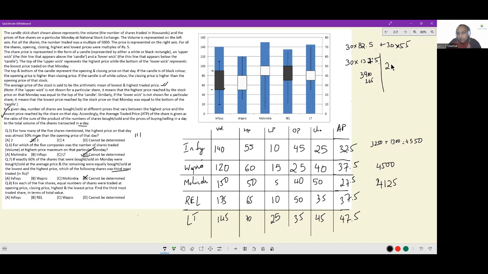Then 27 into 112.5 plus 27 into highest and lowest is 75. 75, so we get 27 into 187.5. This is amazingly bad.